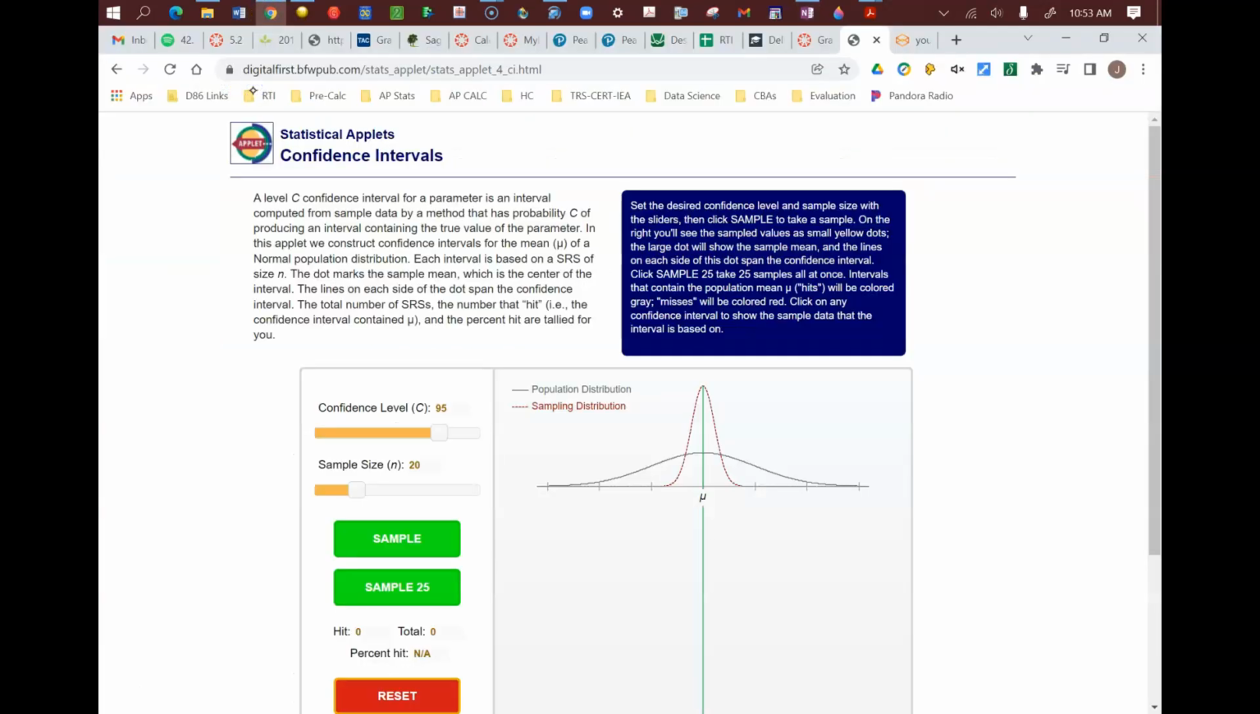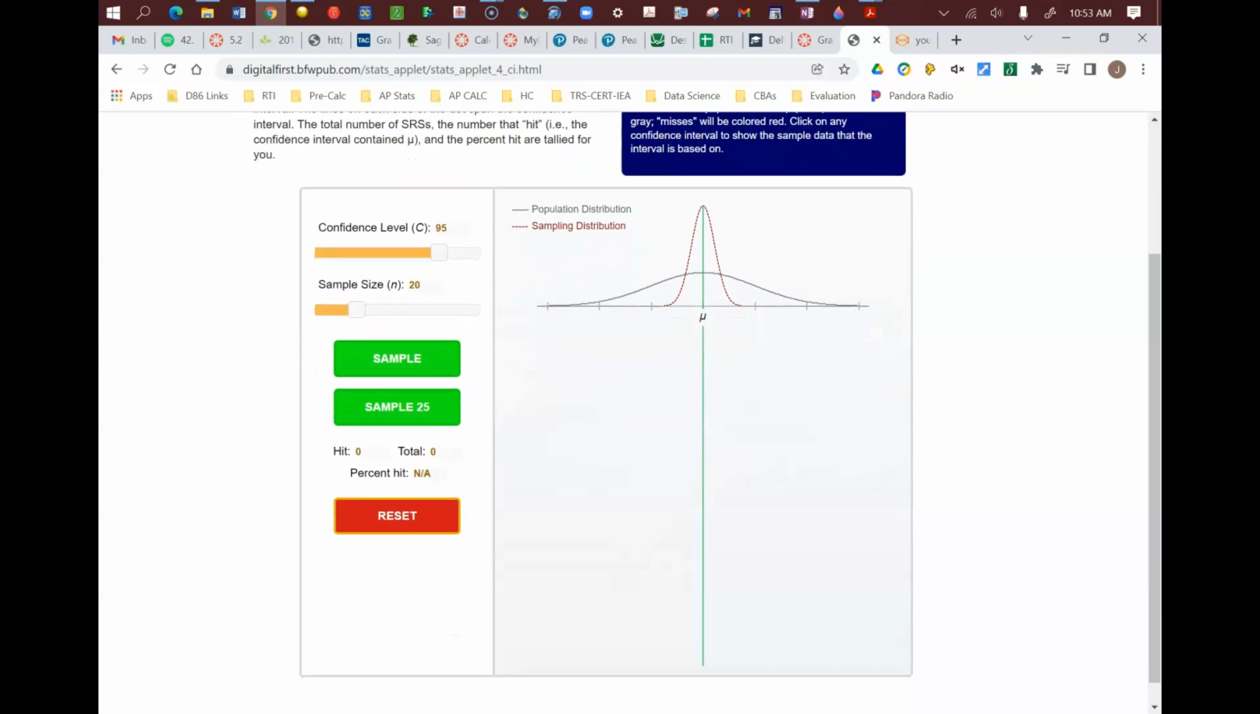So here's the applet, and in this case we are using the applet to simulate a 95% confidence interval with samples of size 20. We're going to simulate 25 random samples here, and you will see that all but one of these sample means was close enough to the population mean, so that when we went out 2 standard deviations in each direction, those confidence intervals did contain the population mean. Reminder here, what changes is your point estimate or your sample statistic.